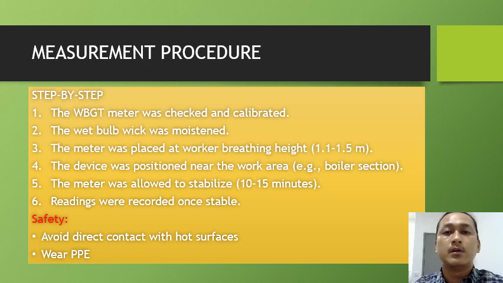Measurement procedure. So the measurement process was carried out step by step. First, the WBGT meter was checked and prepared. The wet bulb wick was moistened to ensure accurate humidity readings. Then, the device was placed at the worker's breathing height, around 1.1 to 1.5 meters. It was positioned near the work area, such as the boiler section, and left for about 10 to 15 minutes to stabilize. Finally, the readings were recorded once they became stable. Safety precautions were also taken to avoid heat exposure.